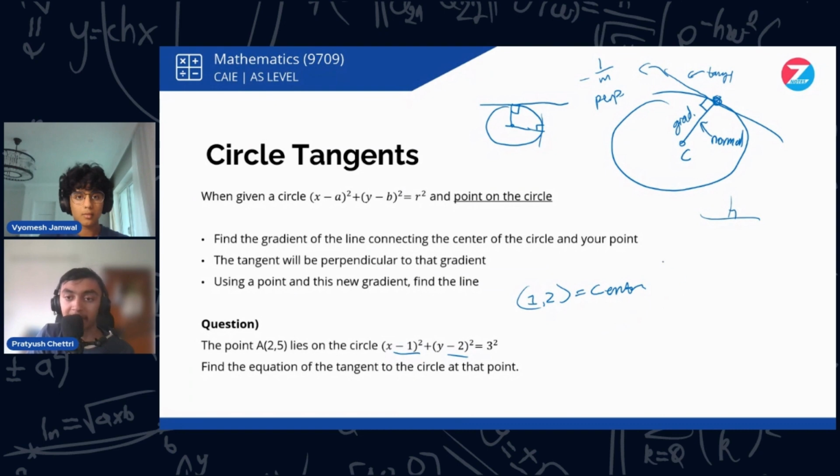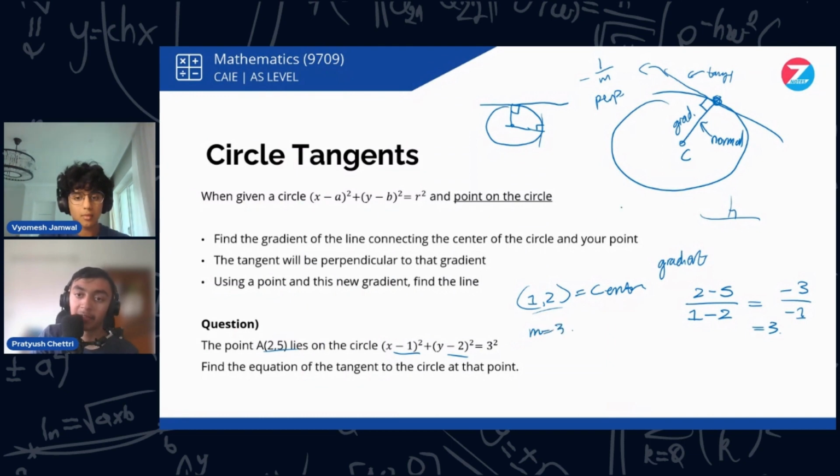So now let's get the gradient. The gradient of the line joining the center to A, 5. So the normal, see, in this diagram, I'm going to use the gradient formula. 2 minus 5 over 1 minus 2, minus 3 over minus 1, equals 3. So the gradient is 3.